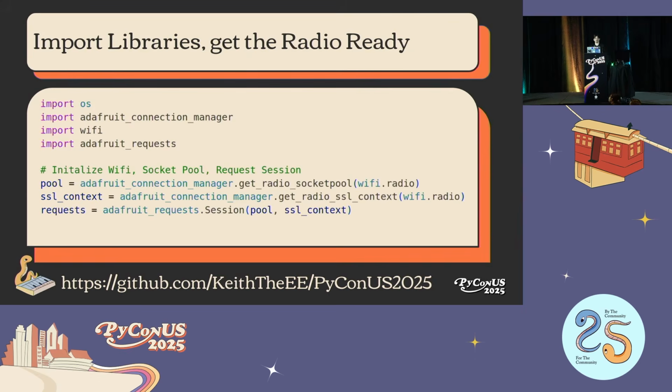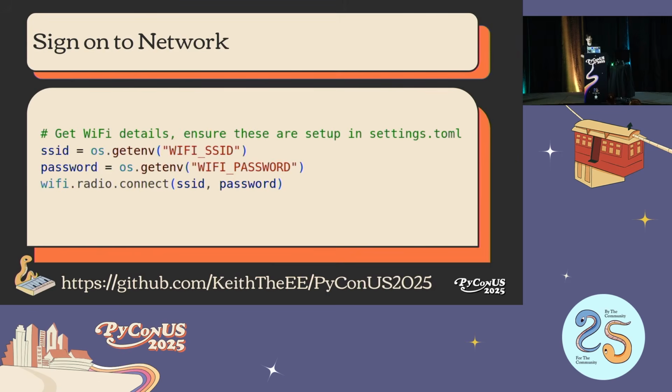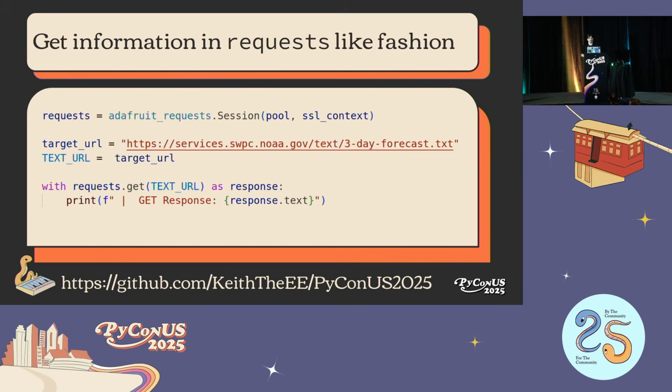So our imports look like this. We just have to grab Wi-Fi, connection manager, and requests, and then we initialize the Wi-Fi radio settings on the chip. And then we basically put all of that away into an object called requests, which was designed to feel very similar to the requests library in Python. We also need to sign on to the network. You'll have your SSID and your password stored in that settings.toml file, and then you'll connect to the network using that command. After that, you define that requests object, identify your target URL, and then just make a GET request like you would in most web scraping with Python.